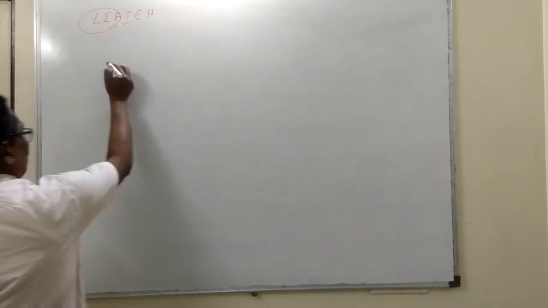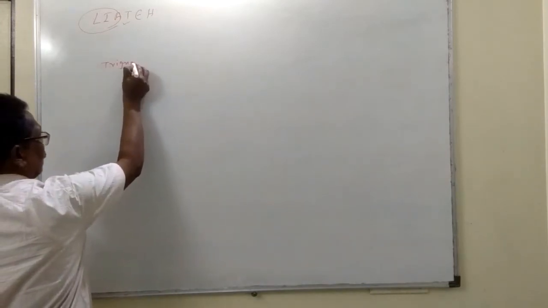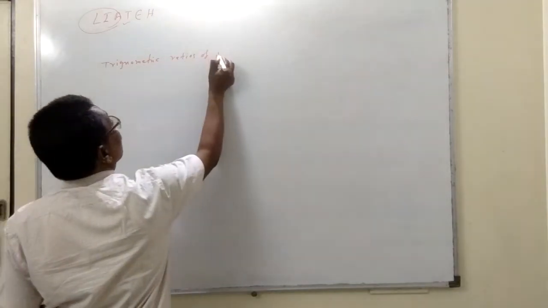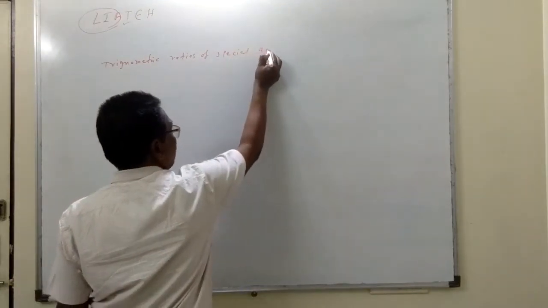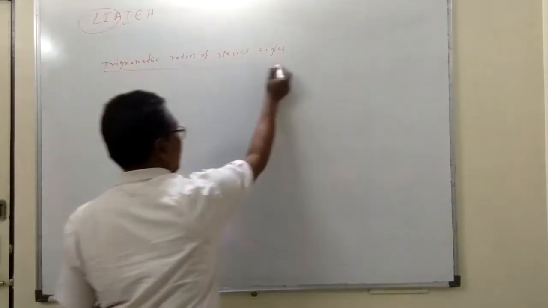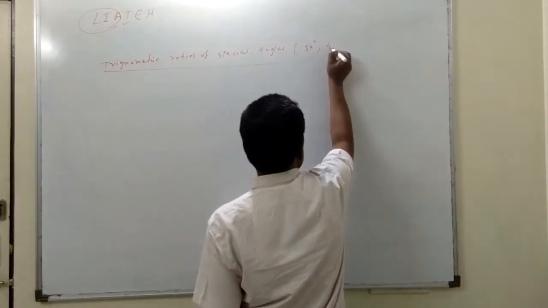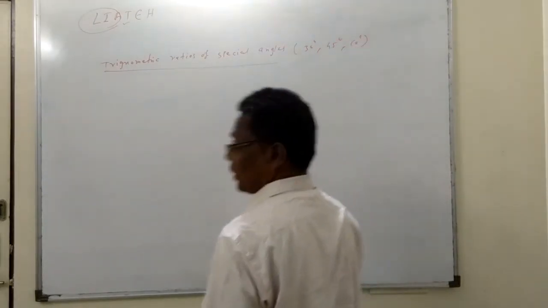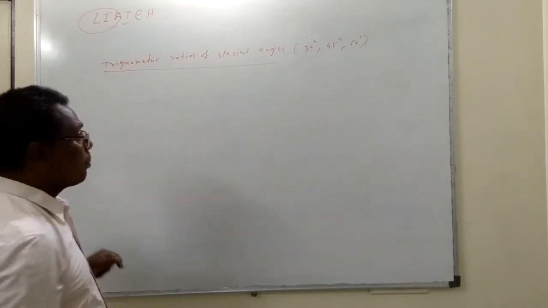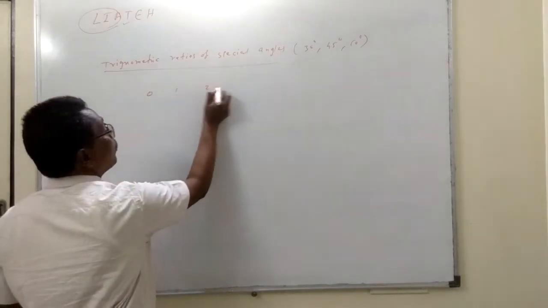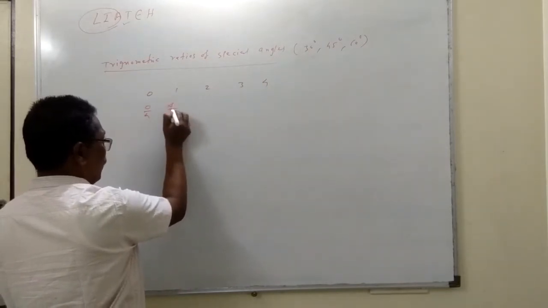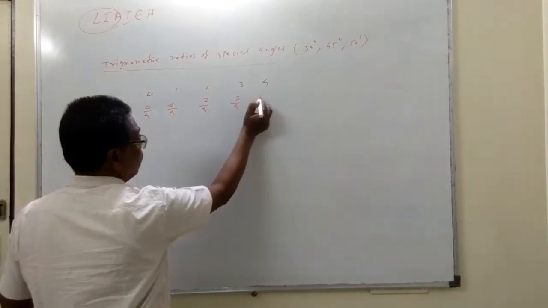Now next we will study trigonometric ratios of special angles, that is 30 degree, 45 degree and 60 degree. So there is a very simple method to recall these values. If you are not remembering, you take the numbers 0, 1, 2, 3 and 4 in sequence. Divide each number by 4. So 0 upon 4, 1 upon 4, 2 upon 4, 3 upon 4, 4 upon 4.